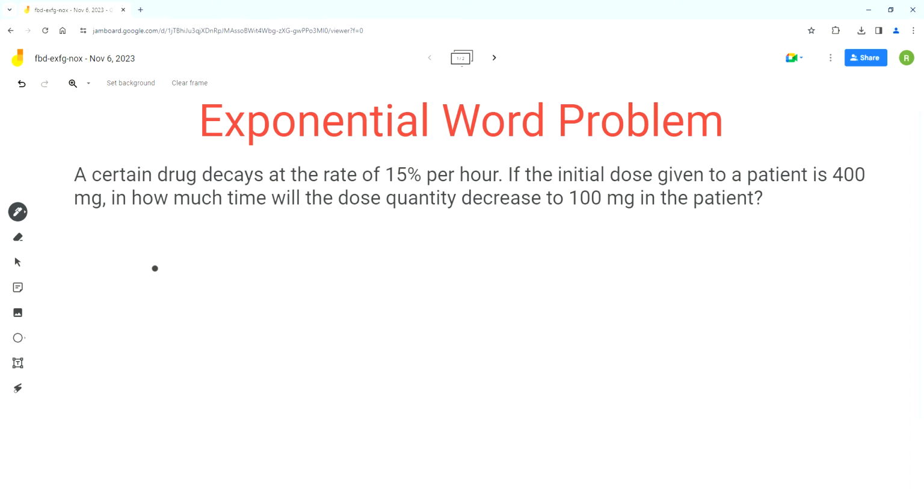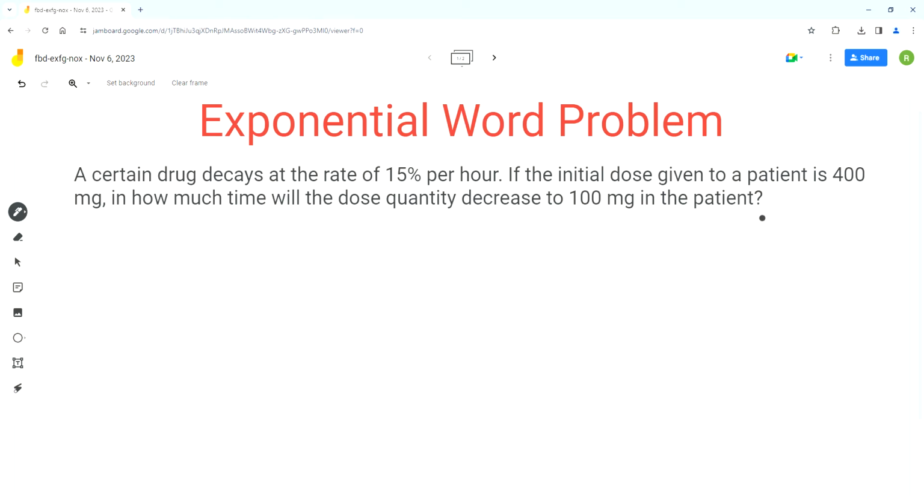So in this video, we'll solve this exponential word problem. As per this problem, a certain drug decays at the rate of 15% per hour. If the initial dose given to a patient is 400 milligrams, in how much time will the dose quantity decrease to 100 milligrams in the patient?